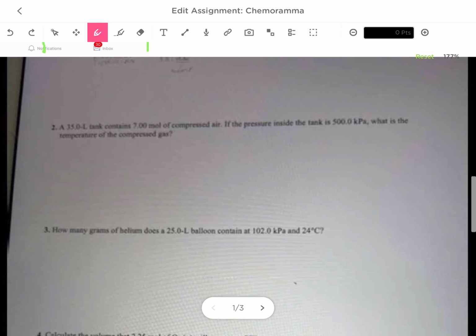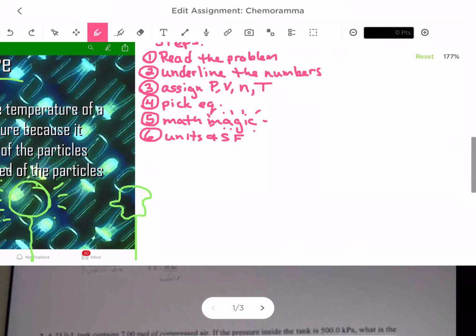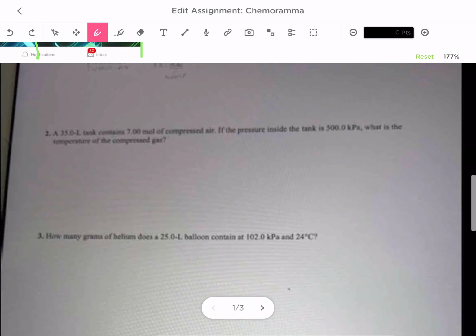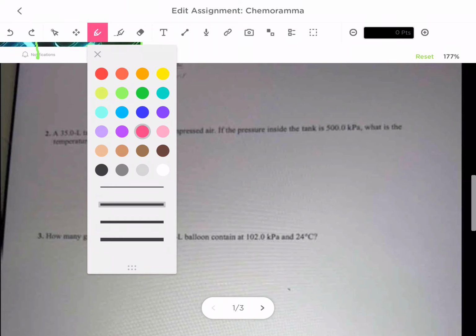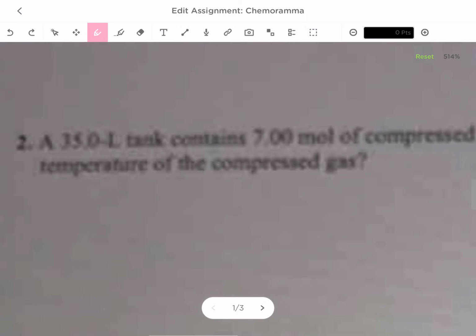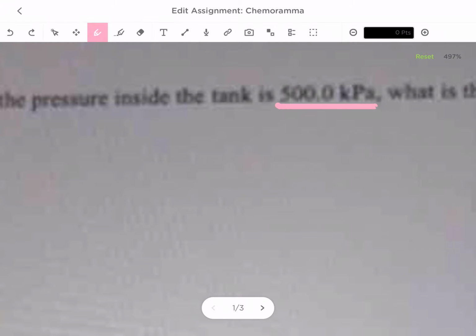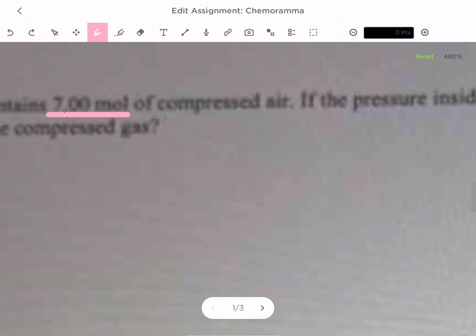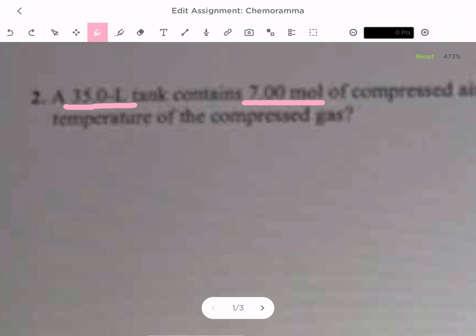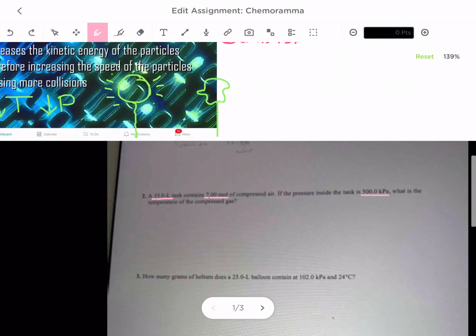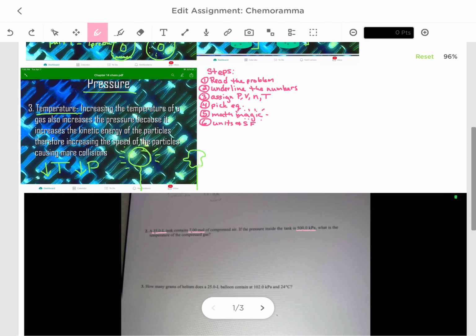Okay. What's number 2 say? Underline the numbers. Fine. I'm going to underline some numbers. Here's a number. Here's a number. Here's a number. And there's no more numbers. Okay. Fine. No big deal.